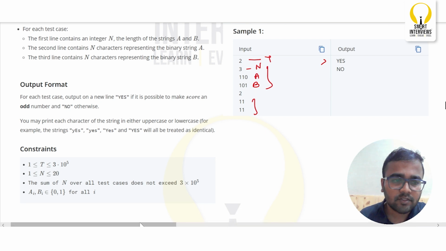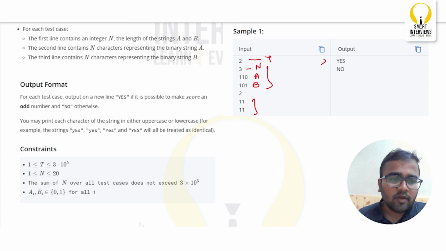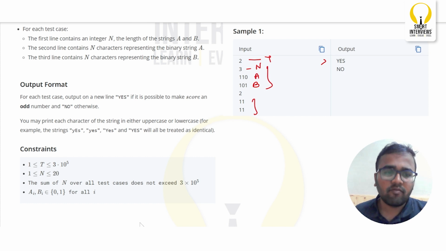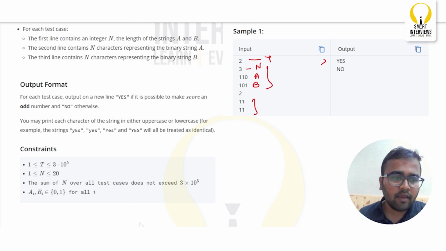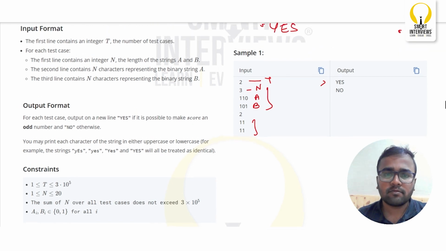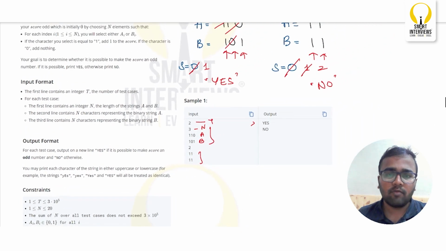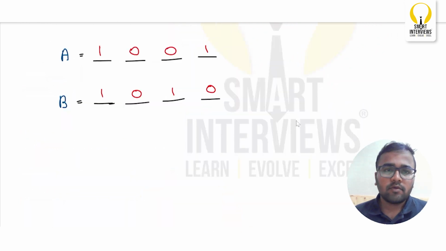And coming to the constraints. t is greater than or equal to 1 and less than or equal to 3 into 10 power 5. The value of n ranges from 1 to 20, and the sum of n over all test cases doesn't exceed 3 into 10 power 5. We have discussed this statement in our last problem, so you can refer to that. And the elements of the strings range between 0 and 1. So the strings are binary strings, so the value of the elements in the strings are either zeros or ones for all i. Let's move forward. This is all about the problem. Let us move forward to the solution.